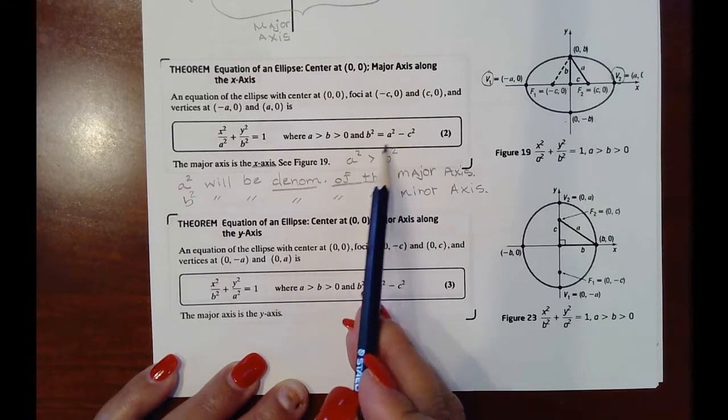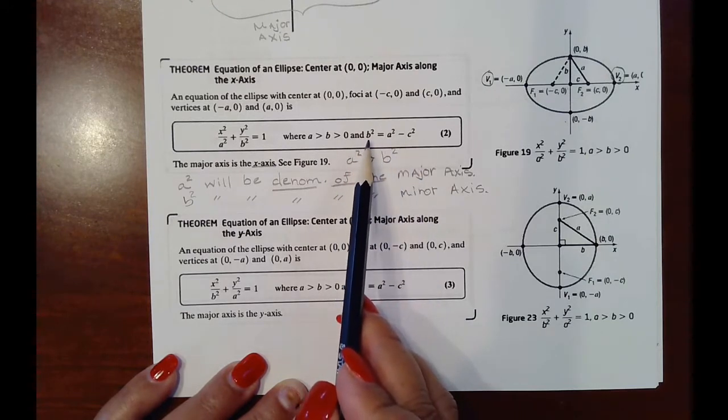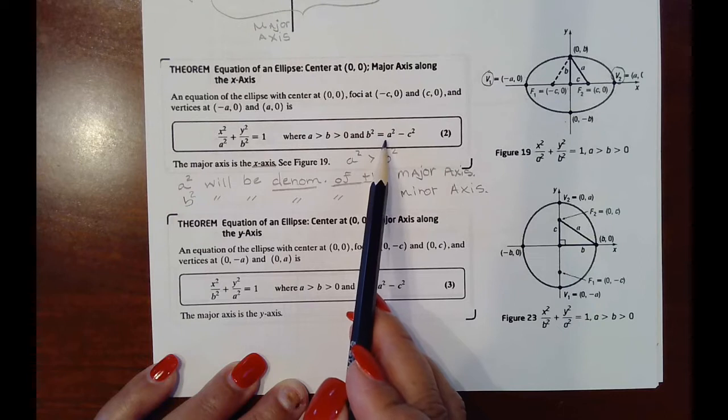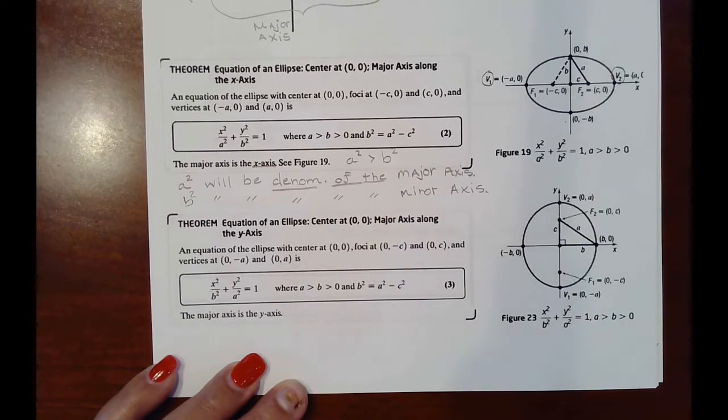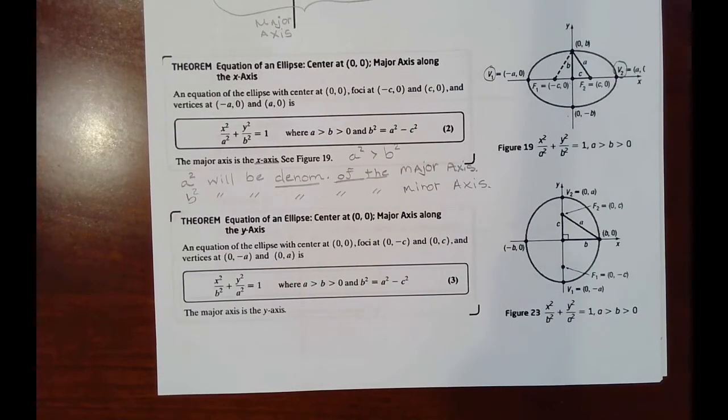So you need to memorize this formula as well, that A, B, and C are associated in this manner. B squared is equal to A squared minus C squared. Regardless of which two they give you, you will use it in this form and solve for the missing value.